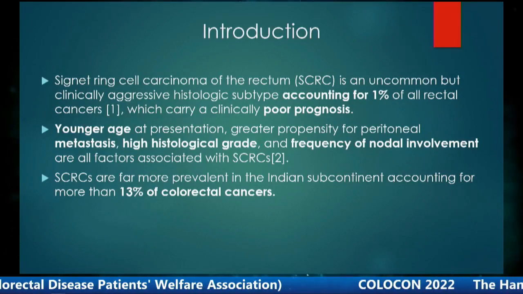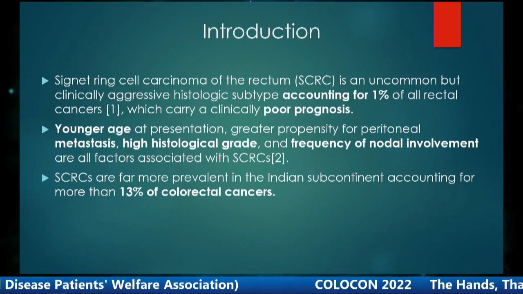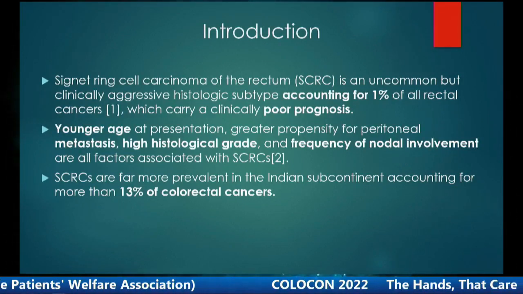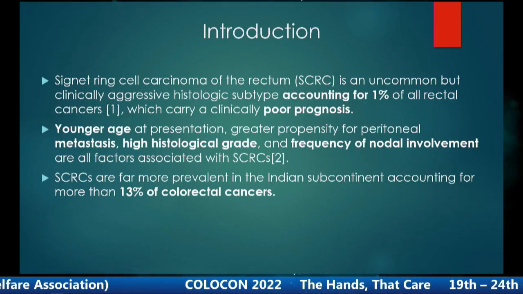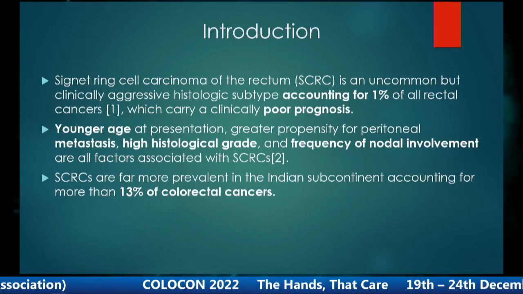And if there is extracellular mucin, we label it as a mucinous carcinoma. And those cells which have both components, we label as mixed mucinous and signet ring cells.